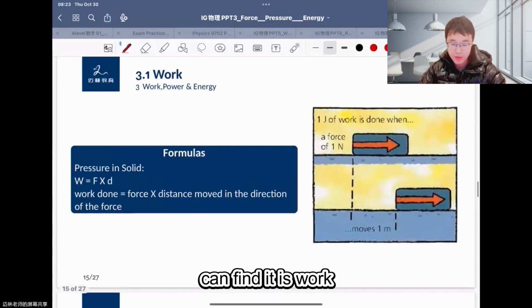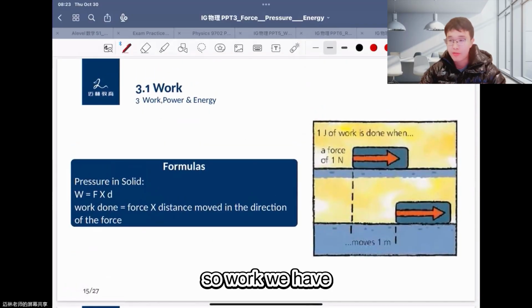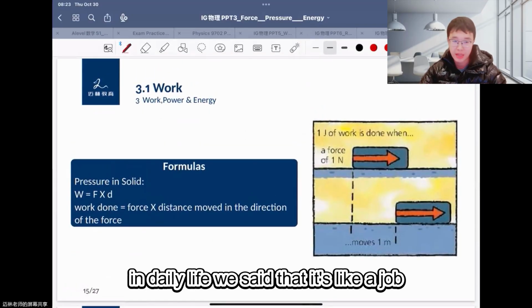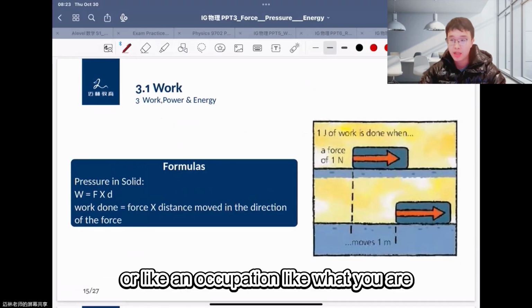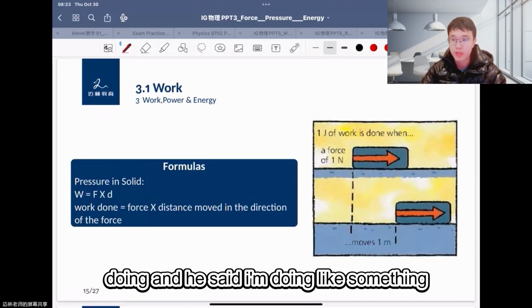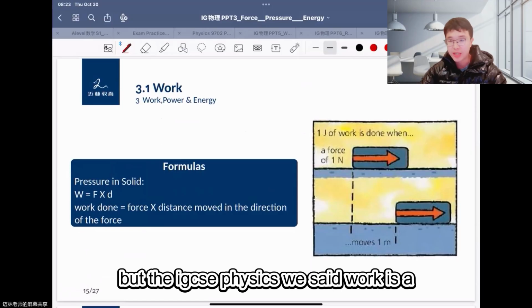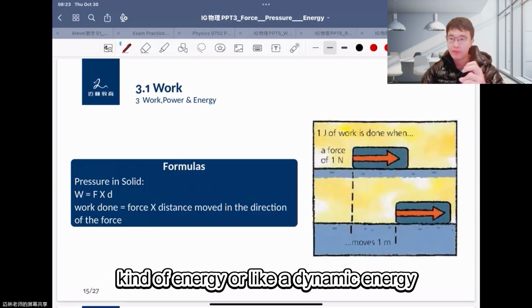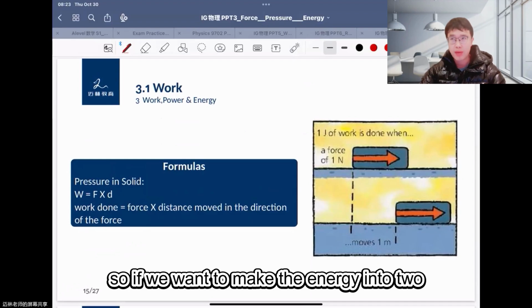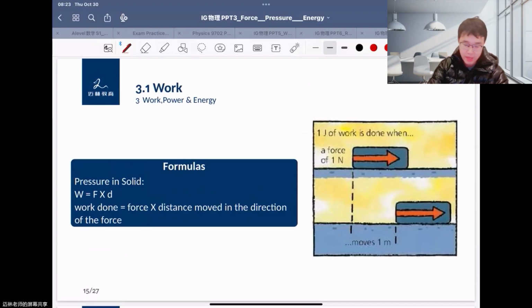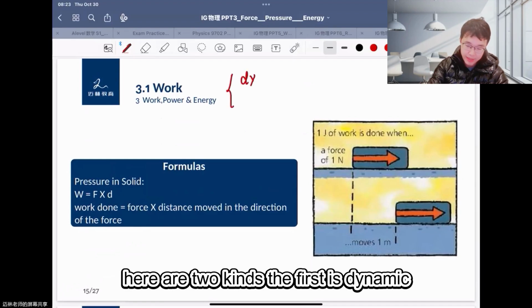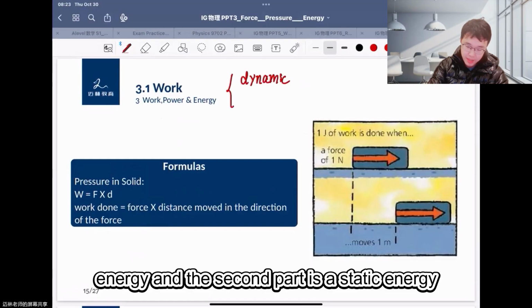Here you can find it is work. So work we have in daily life, we said that it's like a job or like an occupation, like what you are doing, and you can say I'm doing something, and we can call this a work, right? In IGCSE physics, we said work is a kind of energy or a dynamic energy. So if we want to divide energy into two parts, we can say there are two kinds. The first is dynamic energy, and the second is static energy.